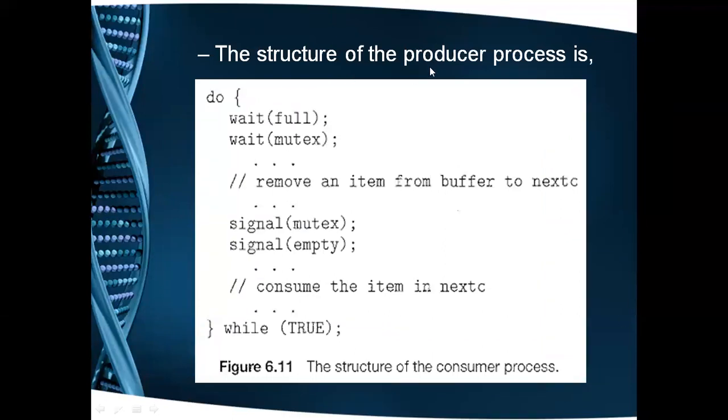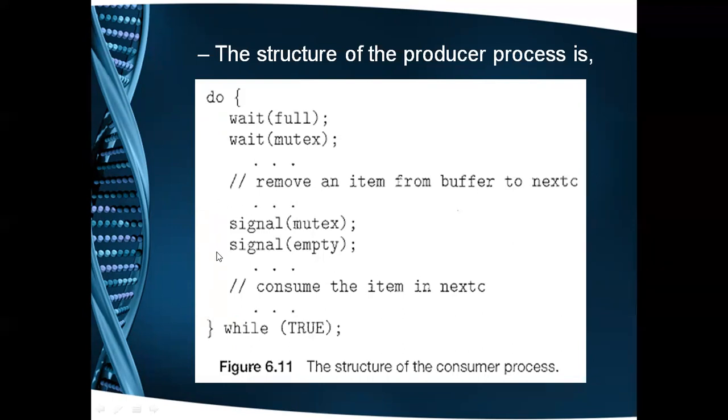Next is the structure of the consumer process. Again, it is a do while loop. Initially we have two wait operations. Wait of full indicates whether the buffer contains some items. In that case it will be executed and we come to the next statement, wait of mutex. Now the consumer is going to consume an item from the buffer, and at the same time the producer should not be allowed, so we use wait of mutex. If both are executed, we come to the next statement, where the consumer removes one item from the buffer.